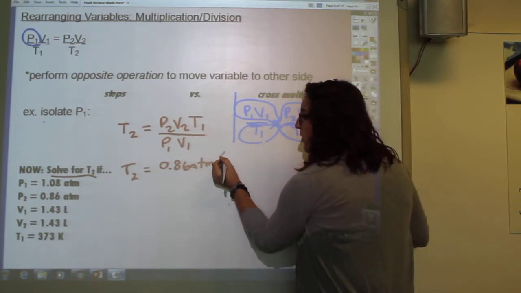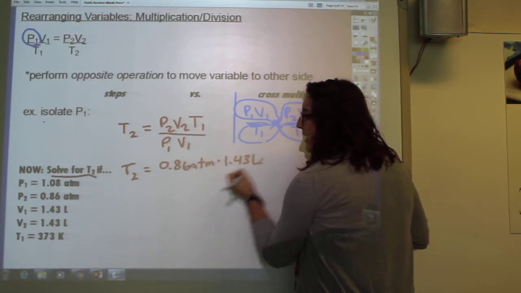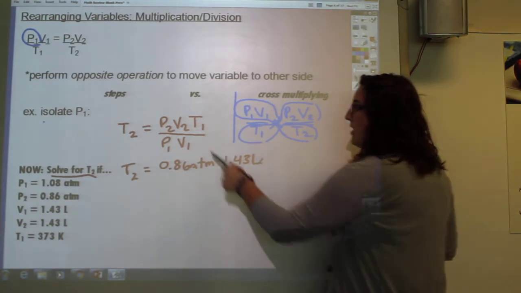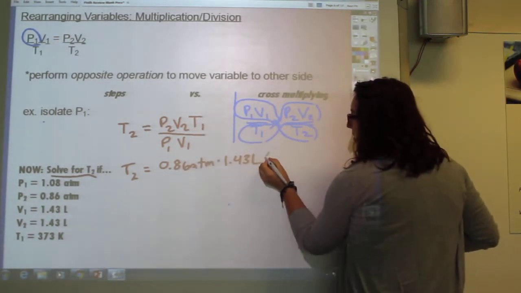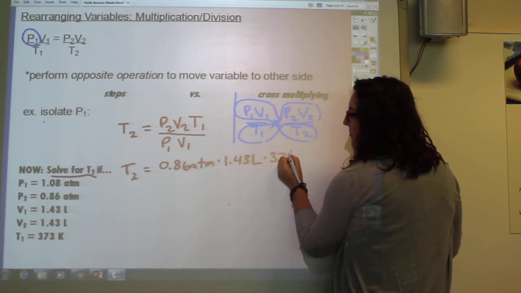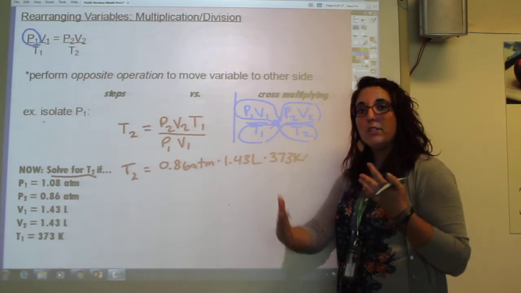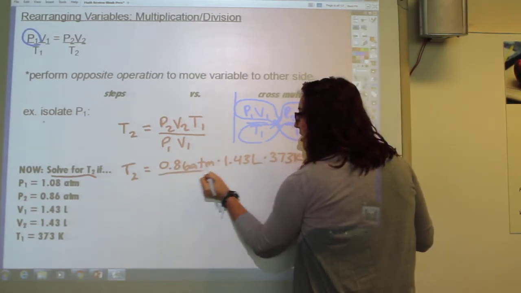Now the next variable we have is V2. So I could plug in times 1.43 liters. See here it's labeled V2. Okay, and the last thing on the top is going to be T1, which we have down here, 373 Kelvin. It's okay if you don't know what the units stand for. For now, we're going to kind of learn them as we go. Okay, Kelvin is a type of temperature.